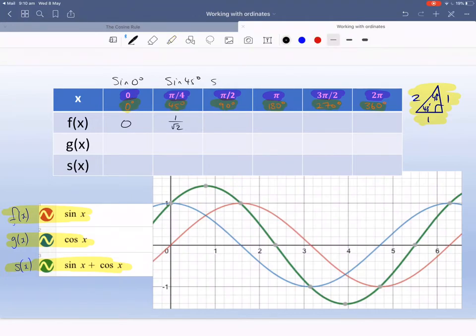And then you go sine of, and this is just f of x that I'm doing at the moment because I'm filling out that column in. If I go sine of 90 degrees, I get 1, okay? Sine of pi, I get 0. Sine of 270, I get -1, and then 2 pi is 0.